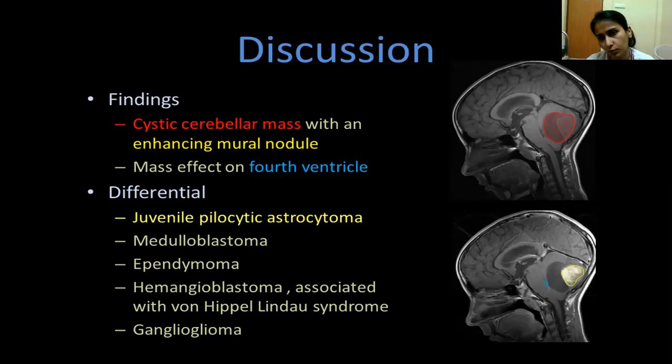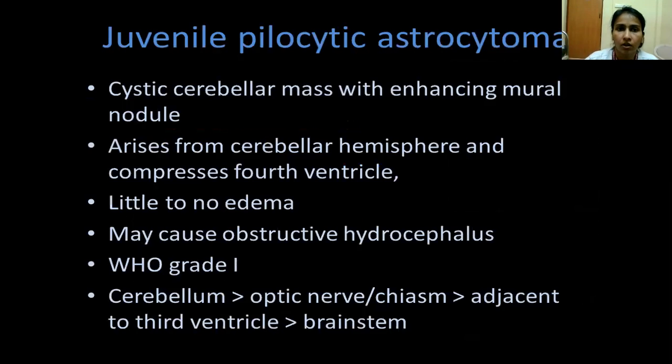In this image, what we are marking with the red color is the whole of the lesion, and what is marked in the yellow part is the mural nodule. Now we are going to discuss juvenile pilocytic astrocytoma. This is a cystic cerebellar mass with enhancing mural nodule which arises from the cerebellar hemisphere and compresses the fourth ventricle. There is little to no edema at all, because in some lesions you'll see a lot of disproportionate edema, but in this lesion there is no edema.